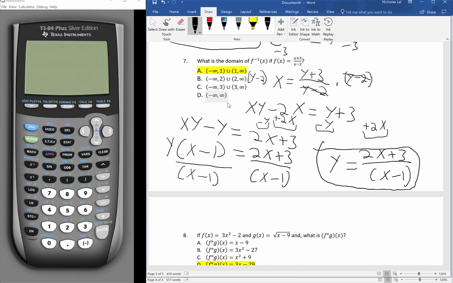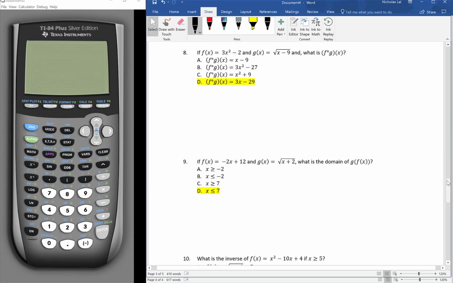All right, so we found the inverse. So now we need to make sure we're not dividing by 0. So x minus 1 cannot equal 0, because we can't divide by 0. Add 1 to each side. x cannot equal 1. And if x cannot equal 1, our domain is from negative infinity to 1, union 1 to infinity. So that's answer choice A.